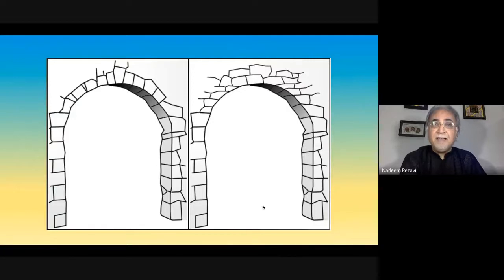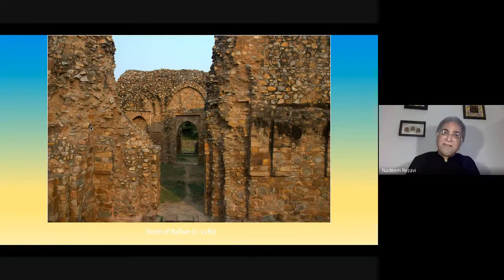Here again, you find an example, the comparison of a false arch and a true arch. How the pieces of stones would be used in a false arch and then in a true arch. Now, one of the first structures in medieval period where we encounter the true arch is this building, which is known as the tomb of Sultan Balban. It was constructed around 1287.